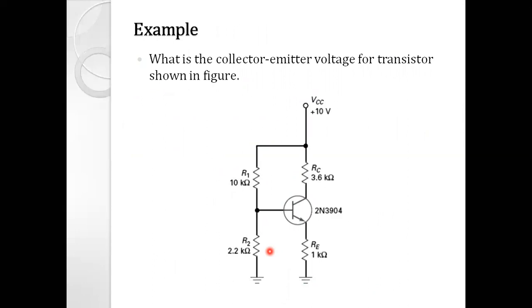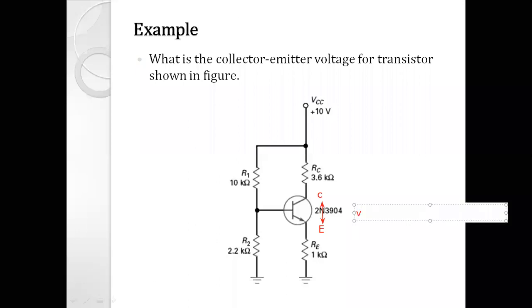Now let us solve the first example. The statement is given: what is the collector emitter voltage for the transistor shown in the figure? Collector emitter voltage. So this is the collector terminal and here is the emitter terminal, right? The question says that the voltage between these two terminals, that is VCE. We are supposed to find out this VCE, voltage between collector and emitter terminal.